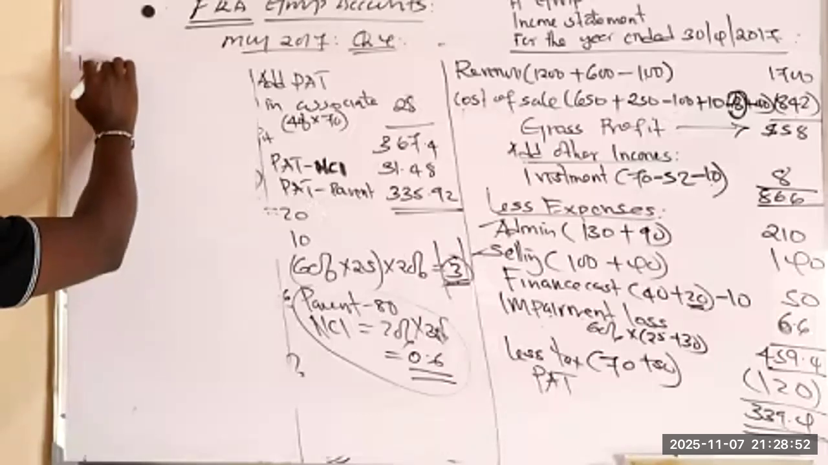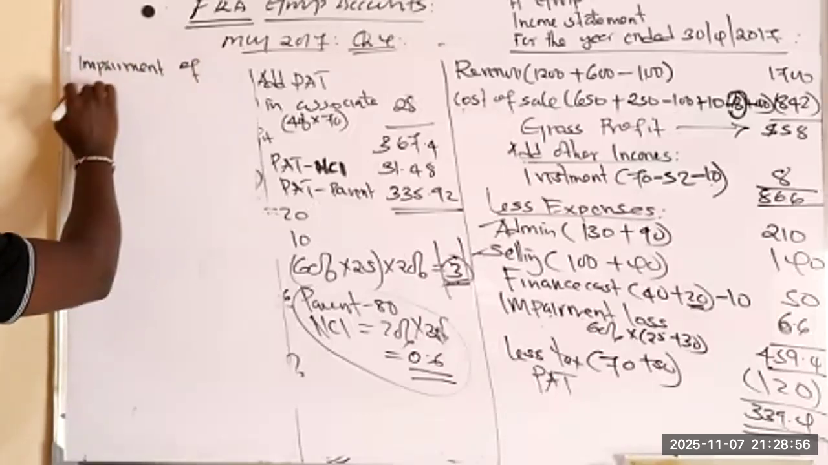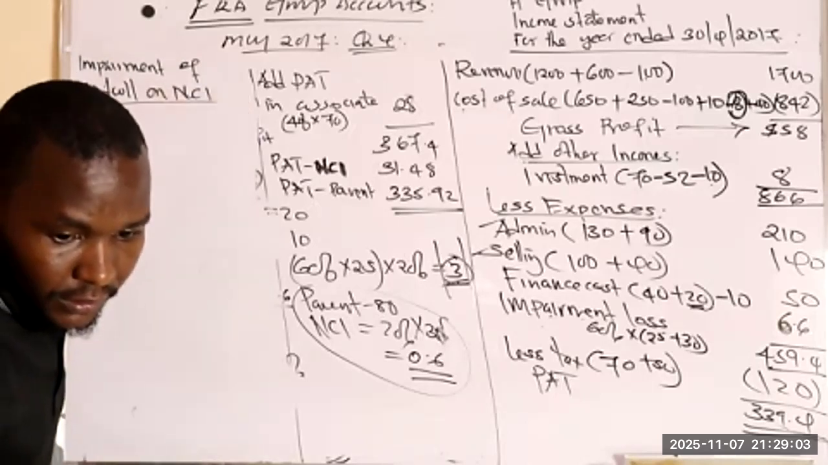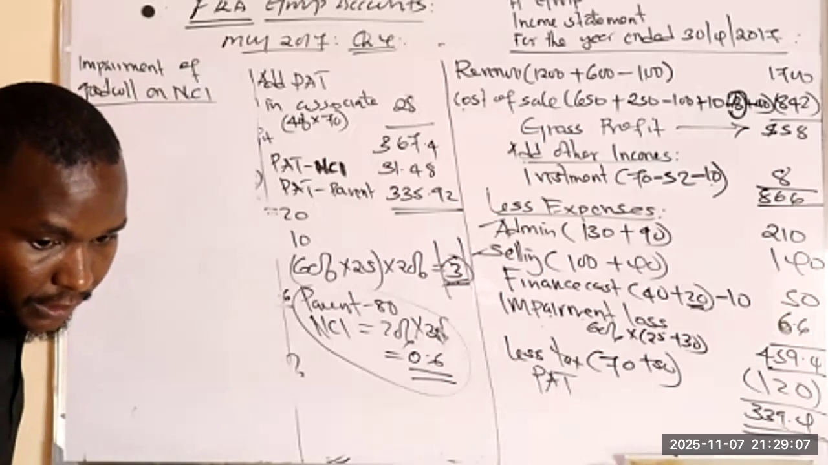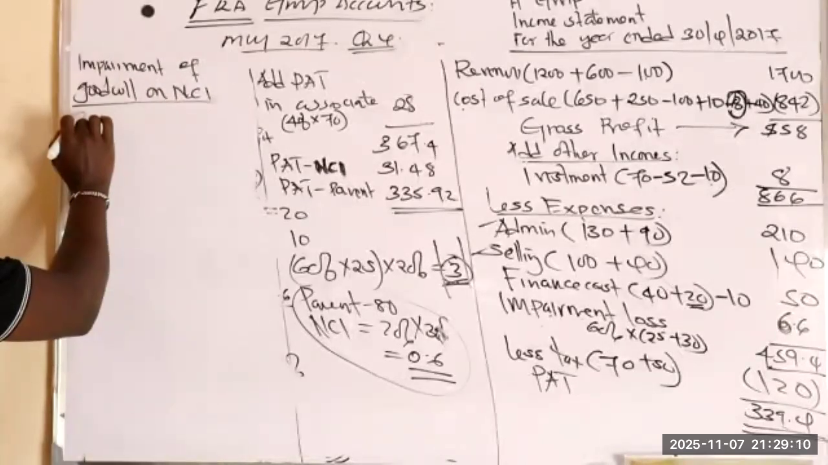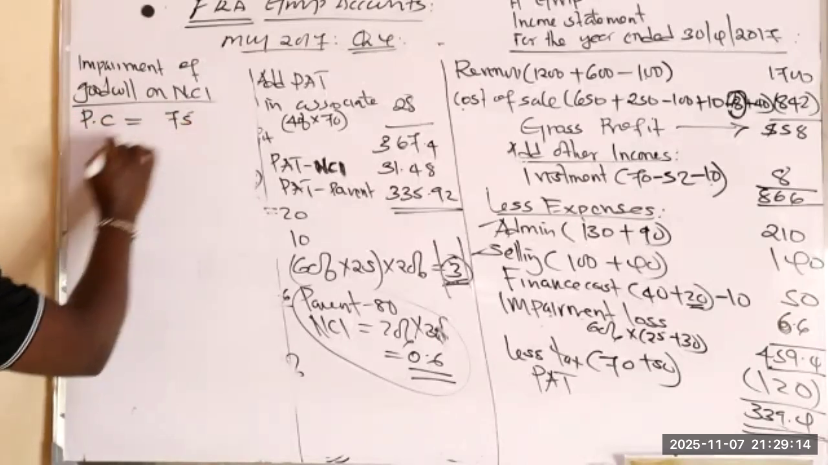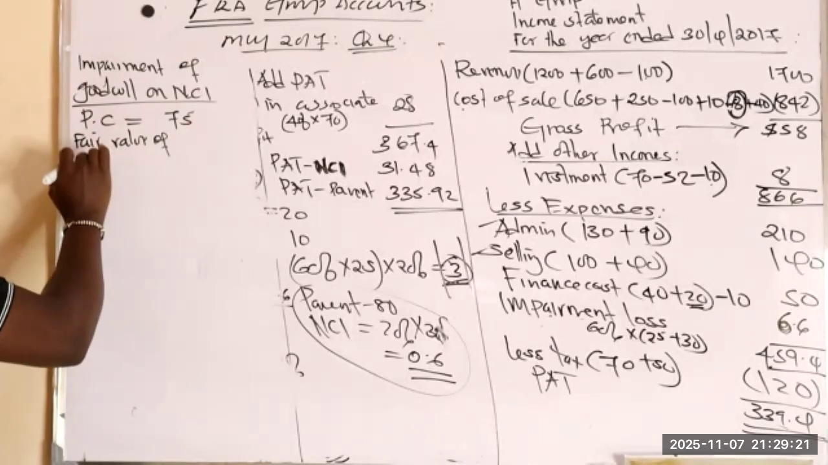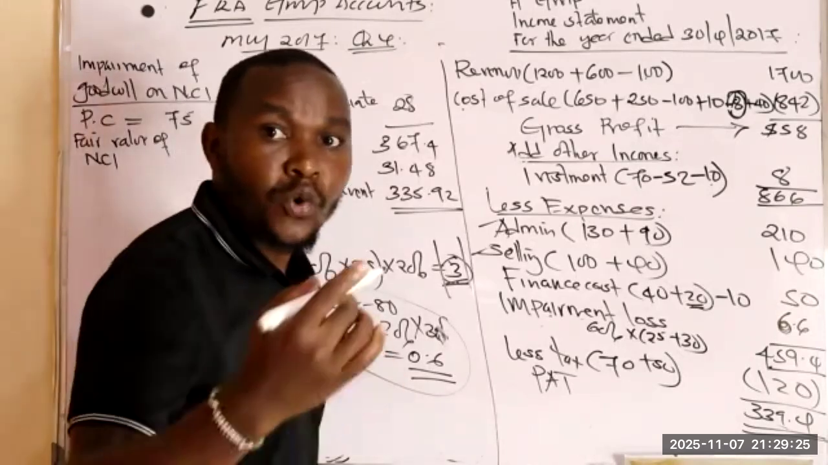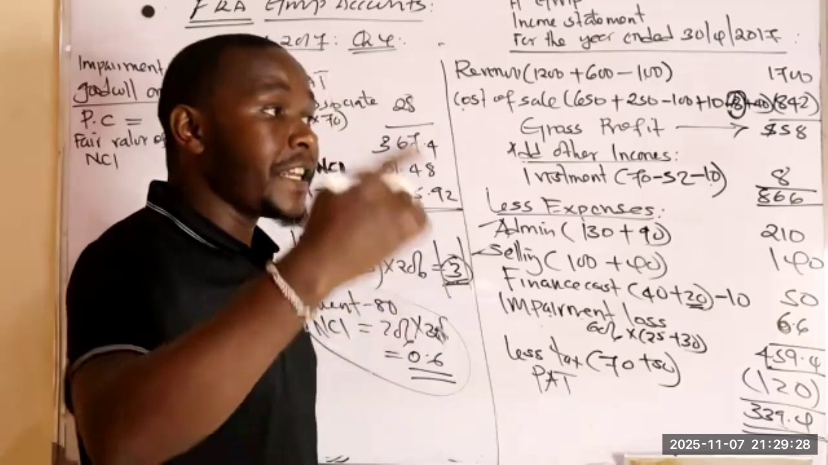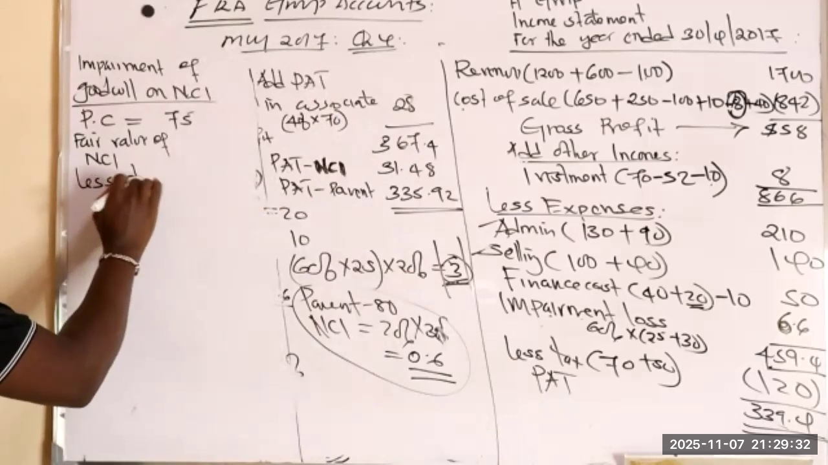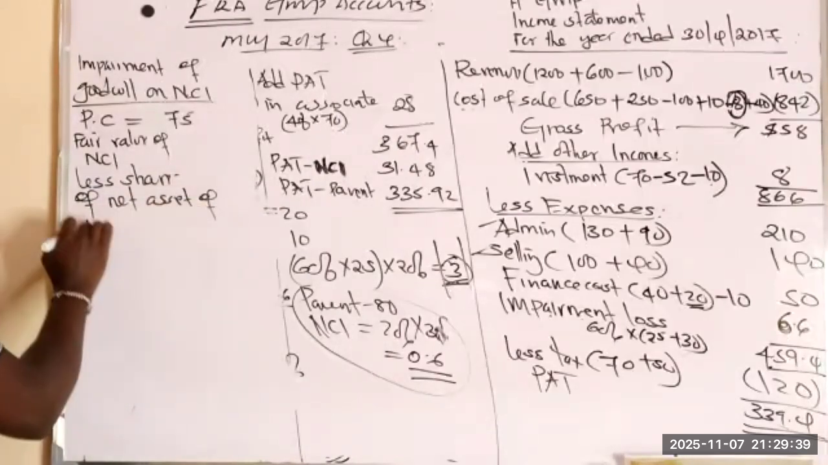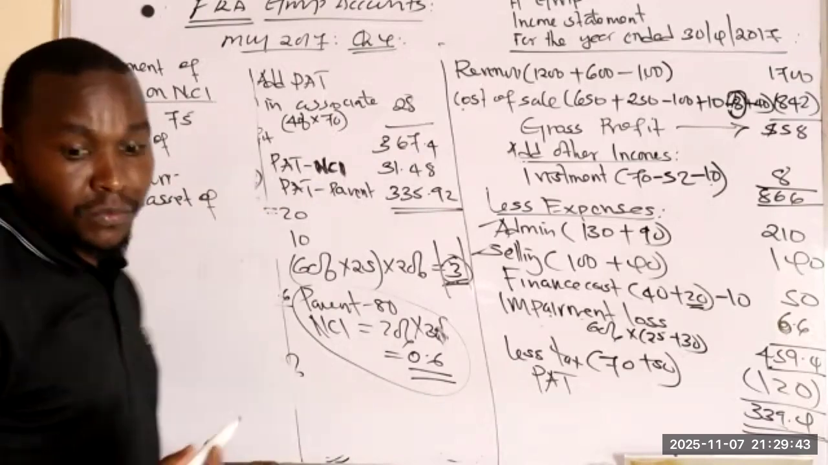So we don't want to take the long way with this impairment of goodwill in associate, on NCI, it will be very easy. You don't want to go in that long route, which you take the purchase consideration, which is 75, or simply the value of NCI, which they have given us in note number 2, and then you less the share of net asset of NCI.